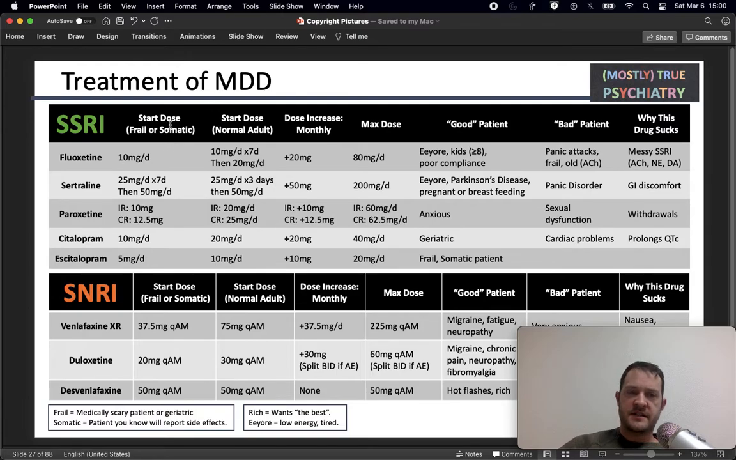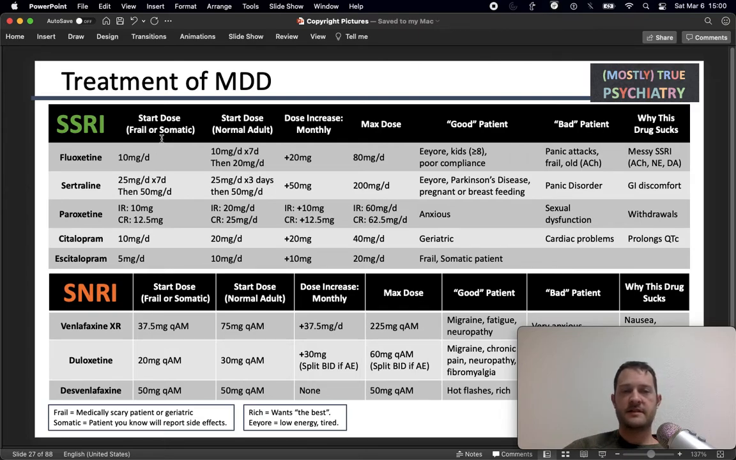So I put in basically a starting dose for 2 different patient populations. You have frail or somatic or normal adult. Normal adult is just a perfectly healthy person where you're not scared of hurting them. A frail person being anybody that's frail. This could be a geriatric patient, somebody who's had a liver transplant, or somebody who is currently in the hospital and has had car wrecks recently. They're just frail for whatever reason.